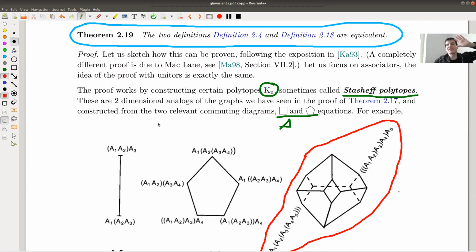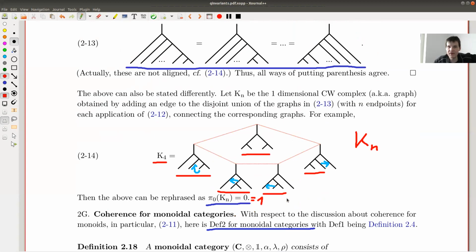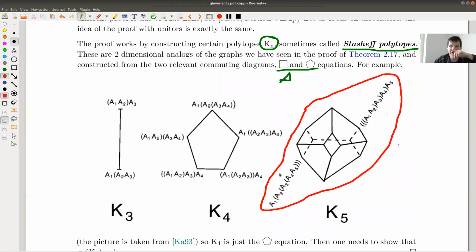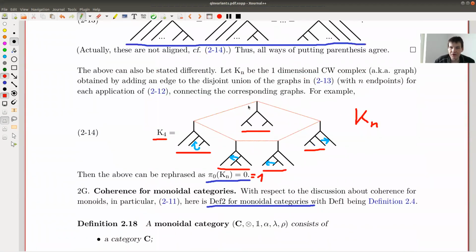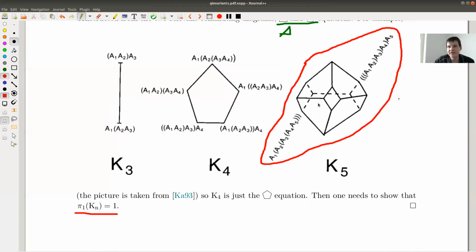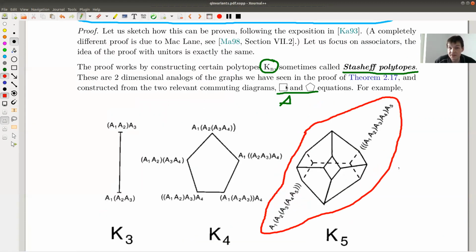The main idea is that you just mimic what you know from monoids. Monoidal categories are a categorification of monoids, and you mimic it and go one dimension higher. In the monoid case, you had a one-dimensional CW complex, a graph, and you check that this is connected. In this case, you get a two-dimensional CW complex, a sphere-like thing, and you check that this is a sphere. Everything is built out of the basic operations you have, which are squares, pentagons, and triangles. You don't see any triangles here because it's just associativity. As I said, for unitality you would have triangles.